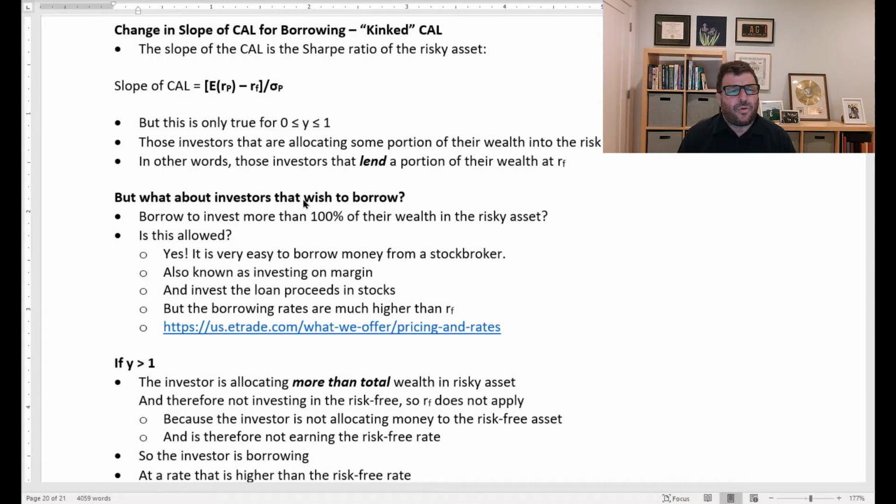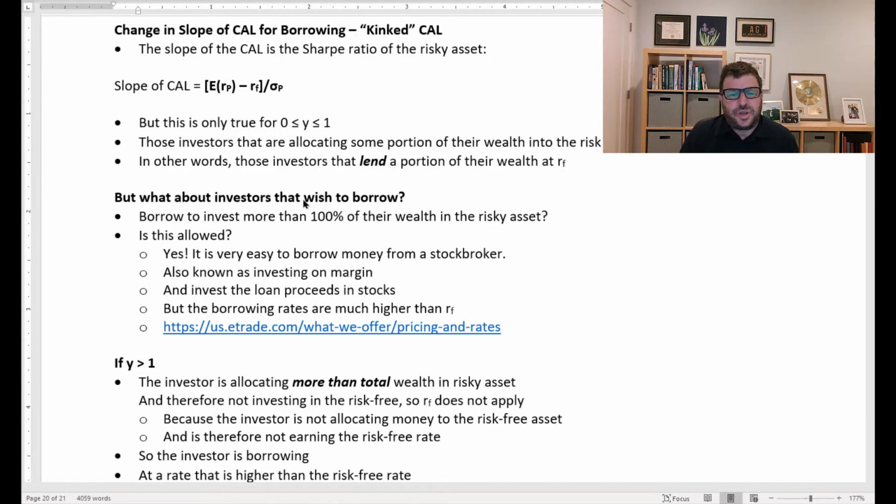Now we're going to talk about what happens to the slope of the capital allocation line if an investor borrows. Now, if an investor is allocating some portion of their wealth to the risky portfolio and some portion of their wealth to the risk-free asset, well, allocating money to the risk-free asset is effectively lending. But it is entirely possible that an investor will choose to invest all of their money in the risky asset and then borrow even more and invest even more than 100% of their wealth in the risky asset.